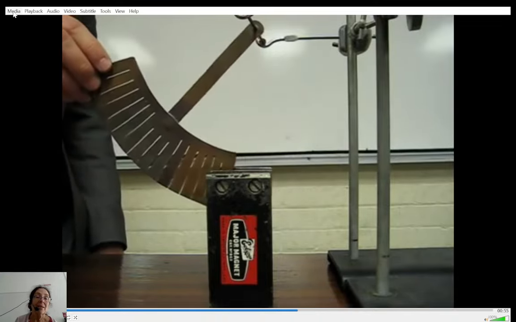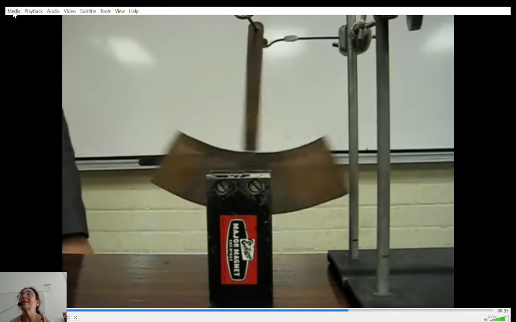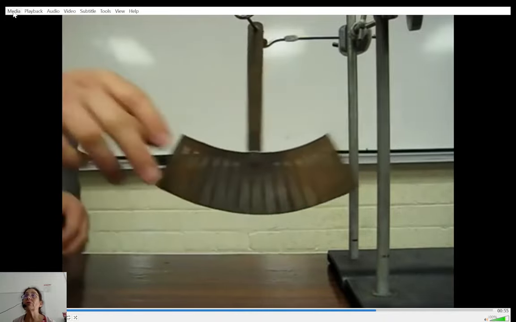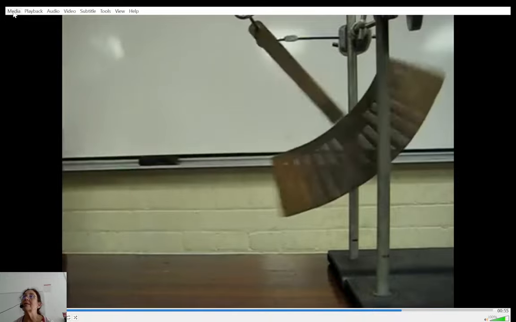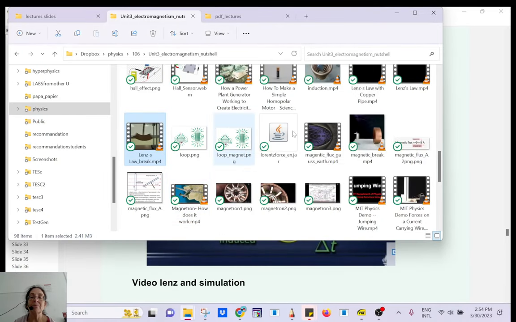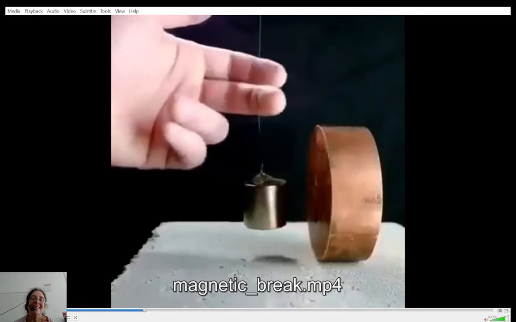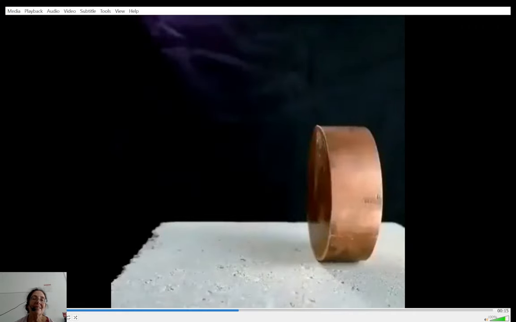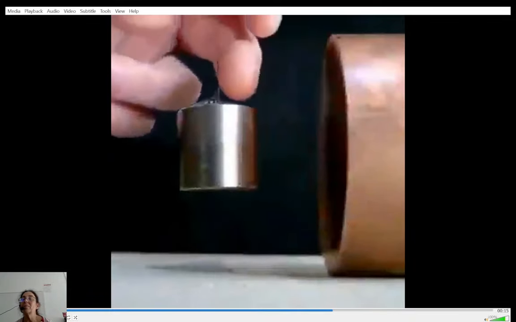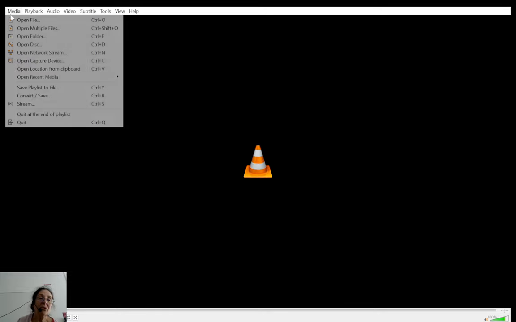Wow. So each time you have a conductor moving inside the magnetic field, you will induce current. You will induce a voltage, but that current will fight you. Try to slow down whatever gave rise to it. Magnetic brake here. Boom. See that? Even that, boom, do you see how it's stopping? Isn't that crazy? It doesn't even touch it, almost not touching it. So you have eddy current.